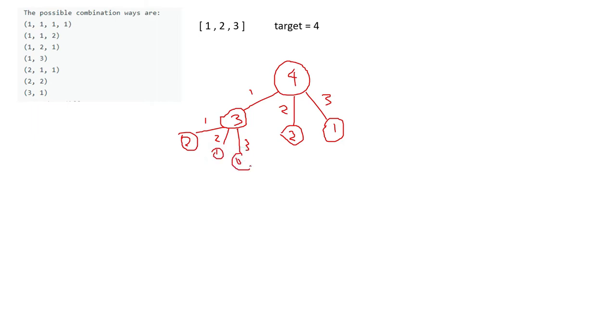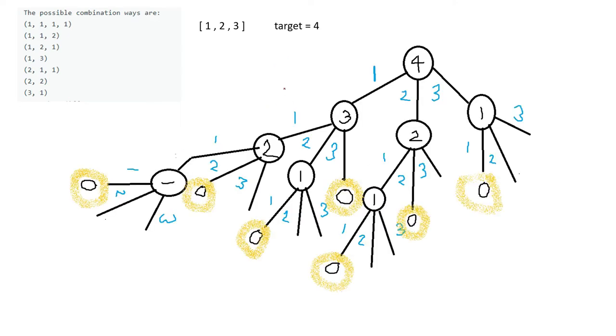Whenever the target is reduced to 0, that means we got one answer. And what will be the path? 1 and 3. So 1 plus 3 is 4. So one result we got, this one. And in that way, if we keep on proceeding, we will get the complete result. So I will show you the complete tree here. Here is the complete tree structure, the decision tree.